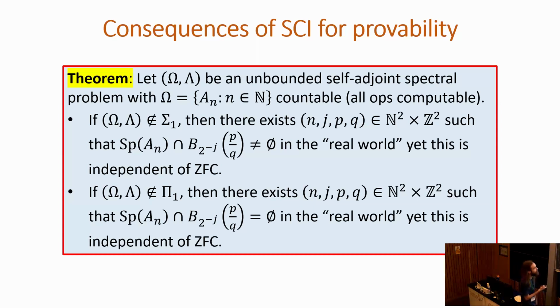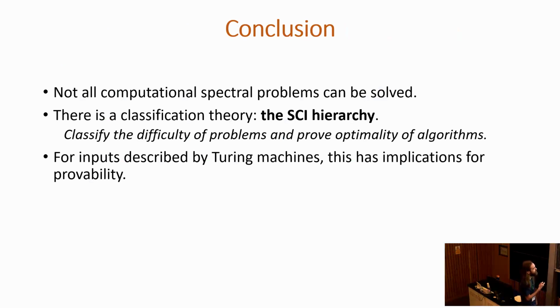So that's most of what I had to say. The conclusion is that not all computational problems can be solved. In fact, most can't. It's a big problem to find conditions under which they can. And we've built this SCI hierarchy with which we can measure the difficulty of these problems. And this has implications for provability. In fact, provability becomes basically equivalent to computability.